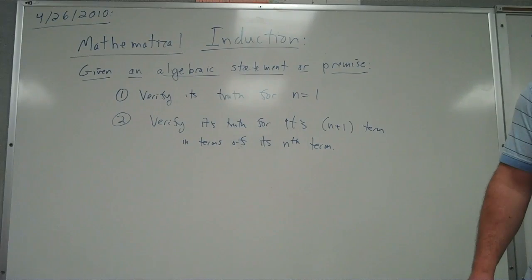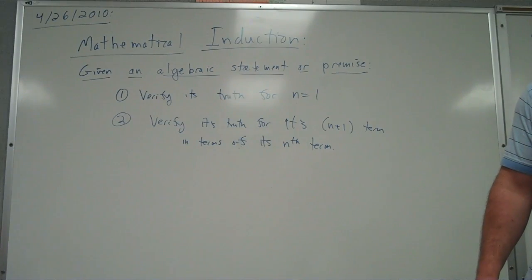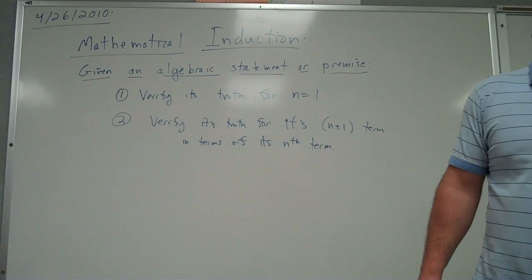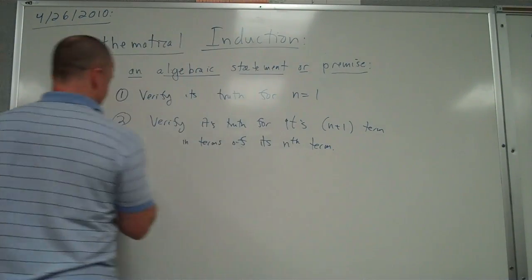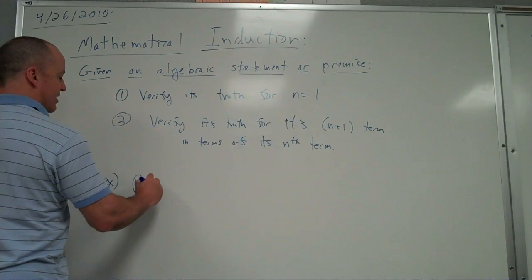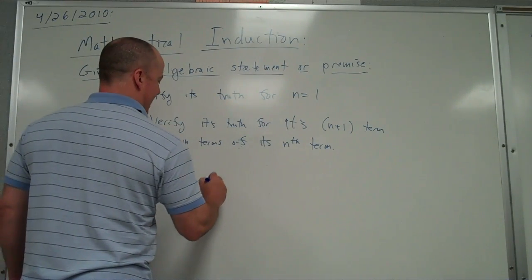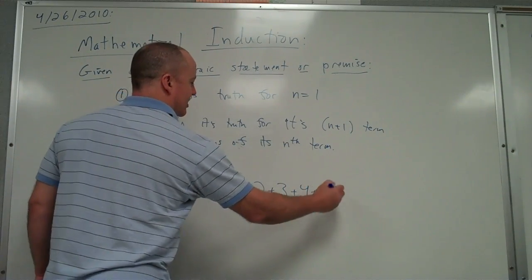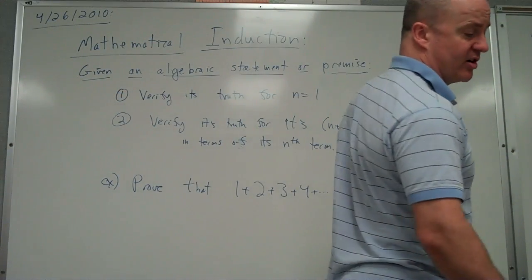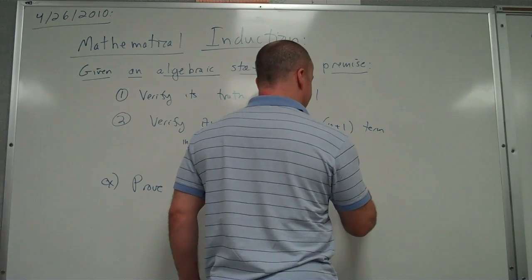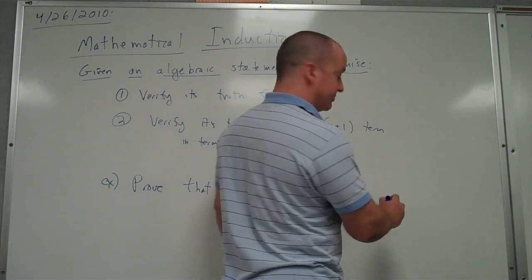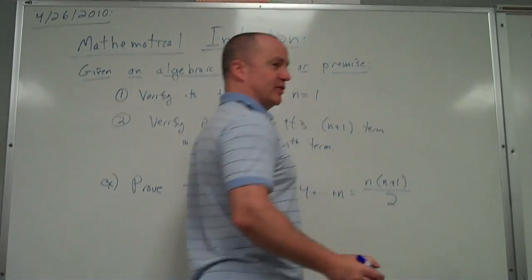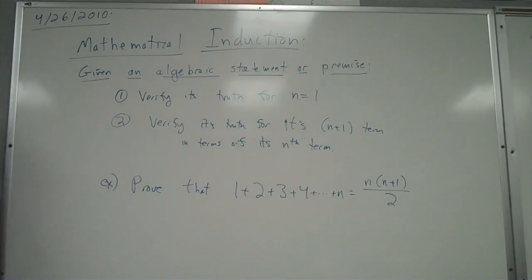First example is, okay, we are going to do a fairly simple one. Example. Prove that 1 plus 2 plus 3 plus 4 plus, going up as far as you want, all the way out to the nth term, equals n times n plus 1 over 2. This is the second formula you've learned for this.